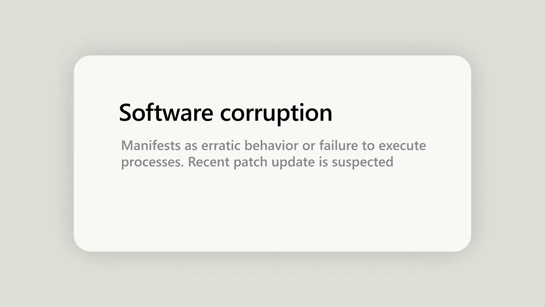This occurs when software components become damaged due to bugs, malware, or improper updates. Software corruption often presents itself through erratic behavior, such as applications crashing or system processes failing to execute correctly. Nashira recalls a recent patch update that could have introduced compatibility issues.